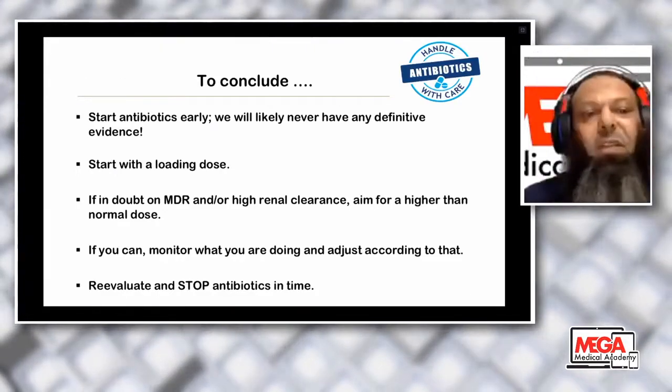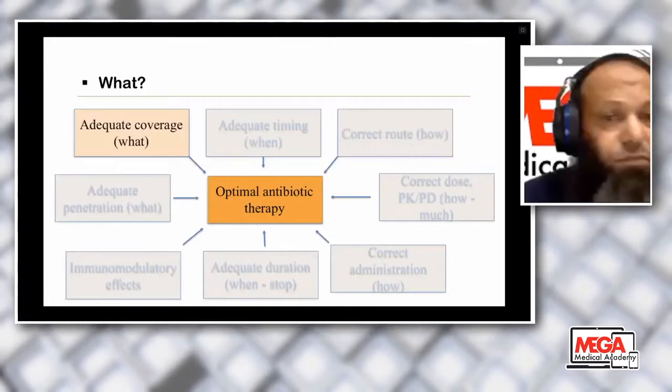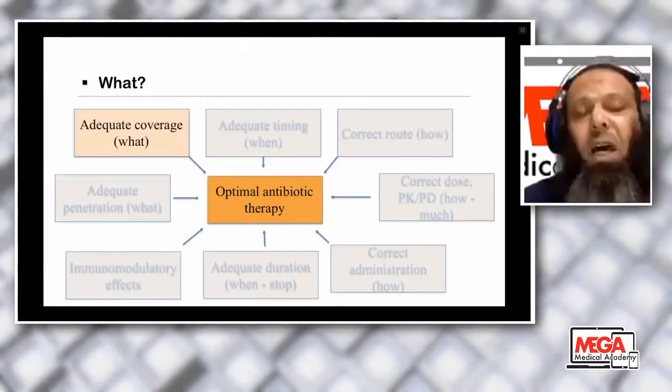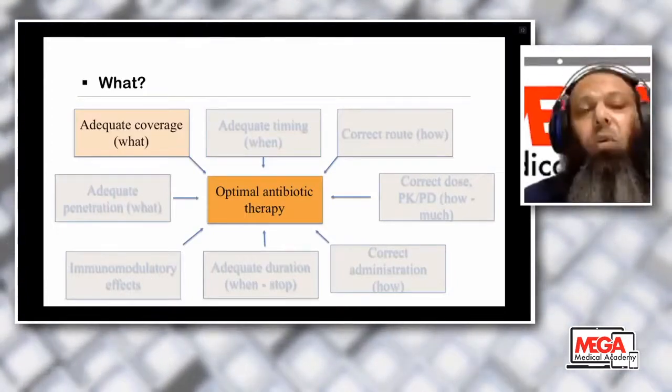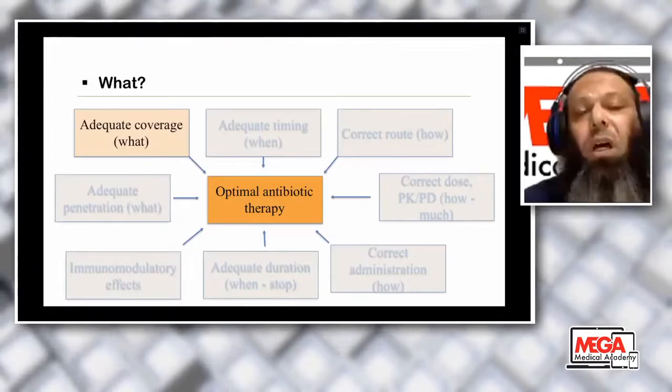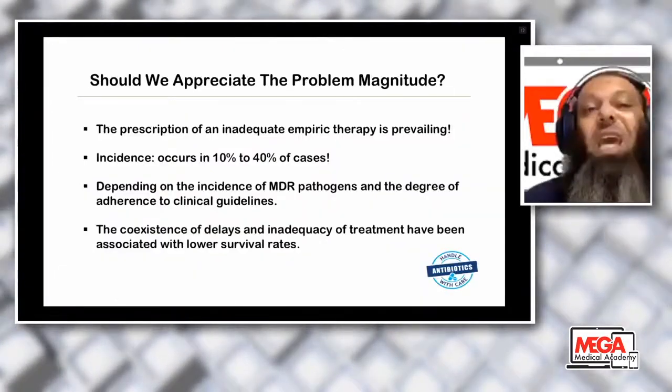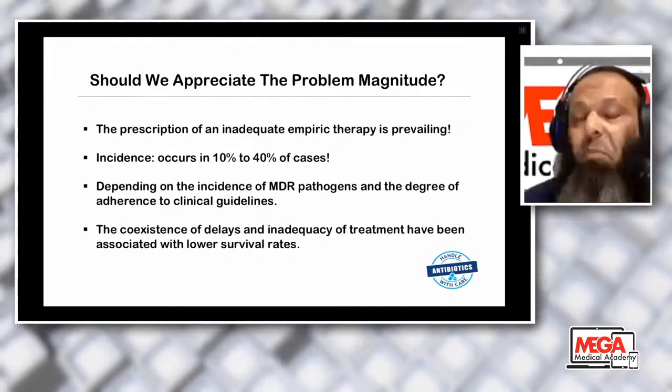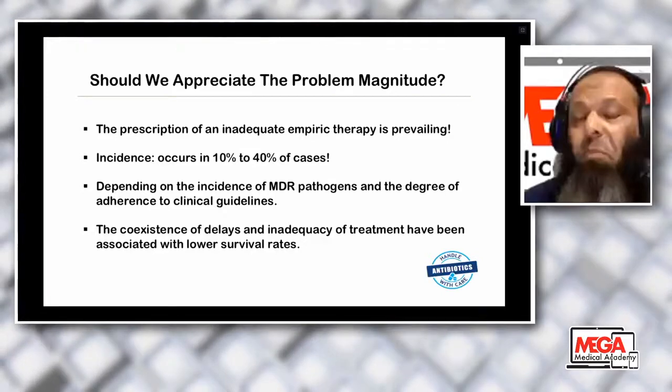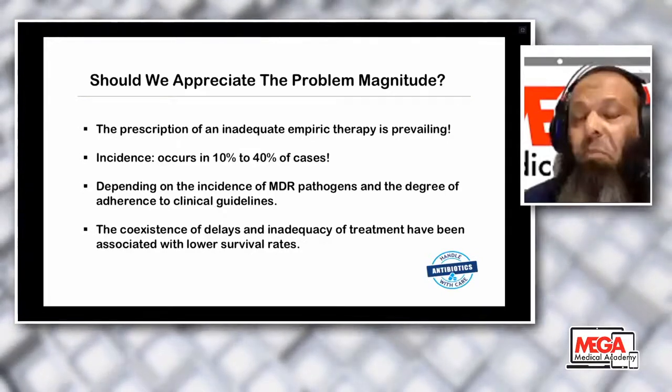What about the other pillar of optimal antibiotic therapy, adequate coverage? Should we appreciate the problem's magnitude? Yes, we should appreciate it. Why? Because the prescription of inadequate empiric antibiotic therapy is prevailing.